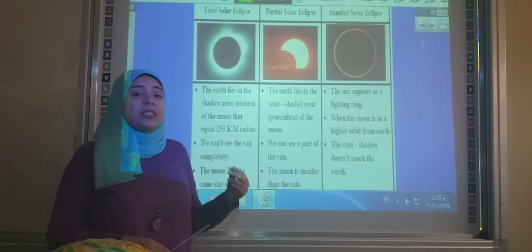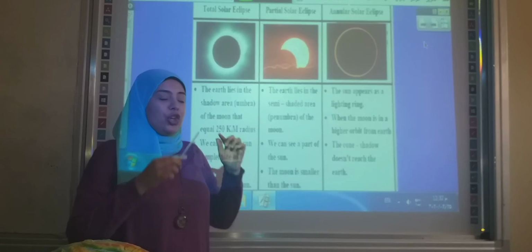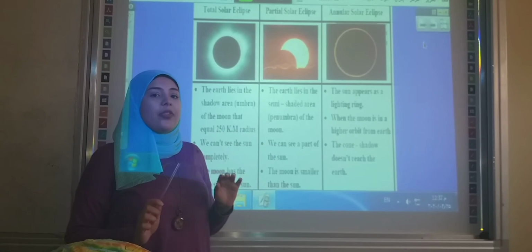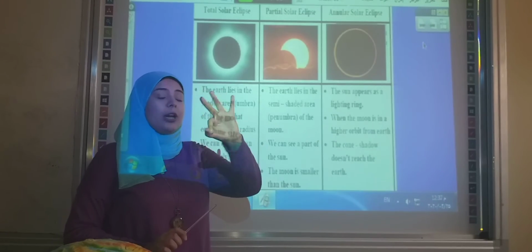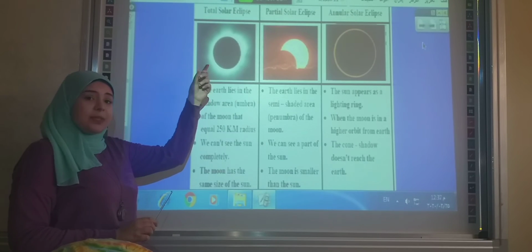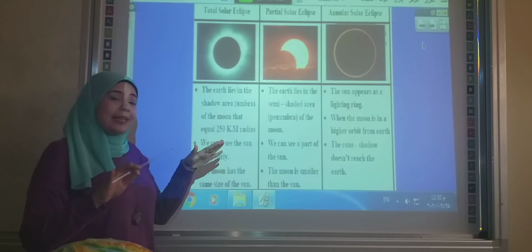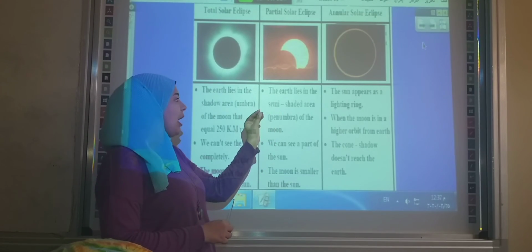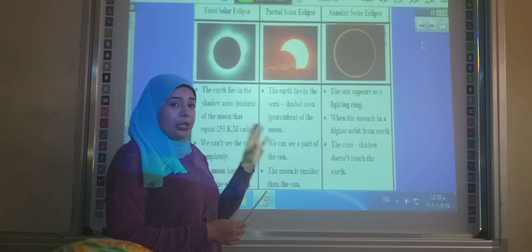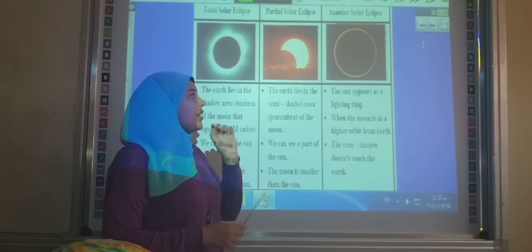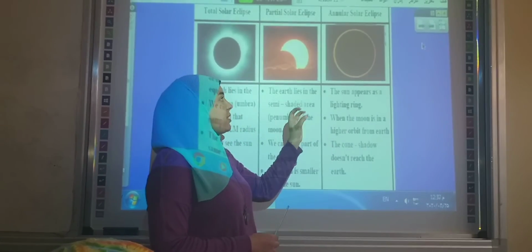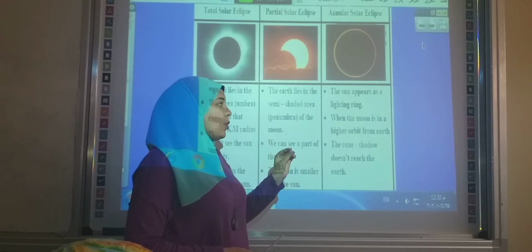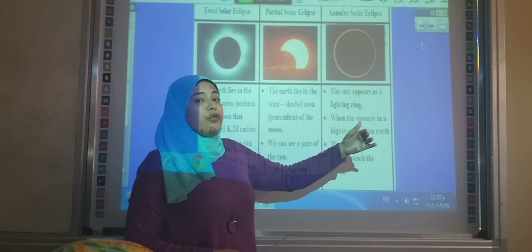So from the beginning, what is the solar eclipse? It's a phenomenon that happens when Earth, Sun, and Moon are on one straight line and the Moon is between Earth and Sun. How many types of solar eclipse? 3 types of solar eclipse. Total solar eclipse, where we can't see the Sun completely, which happens in the umbra region; partial solar eclipse, which happens in the penumbra region, and we can see part of the sun; and annular solar eclipse, in which the sun appears as a lighted ring and happens in the anti-umbra region, where the moon is in the higher orbit or very far from the earth.